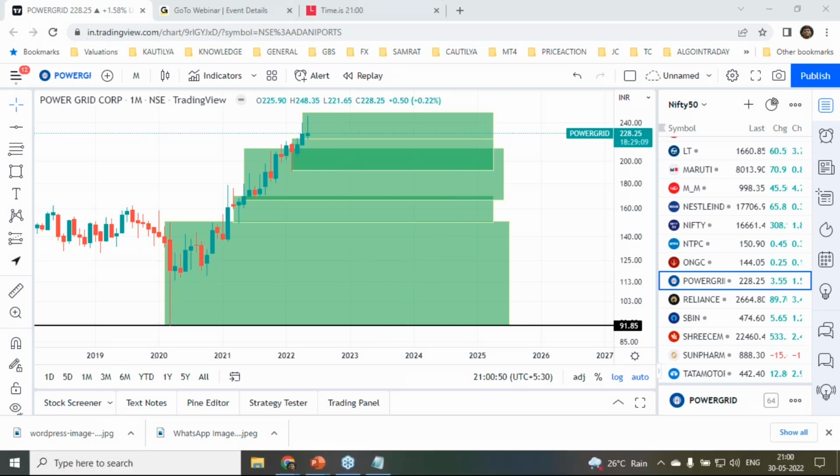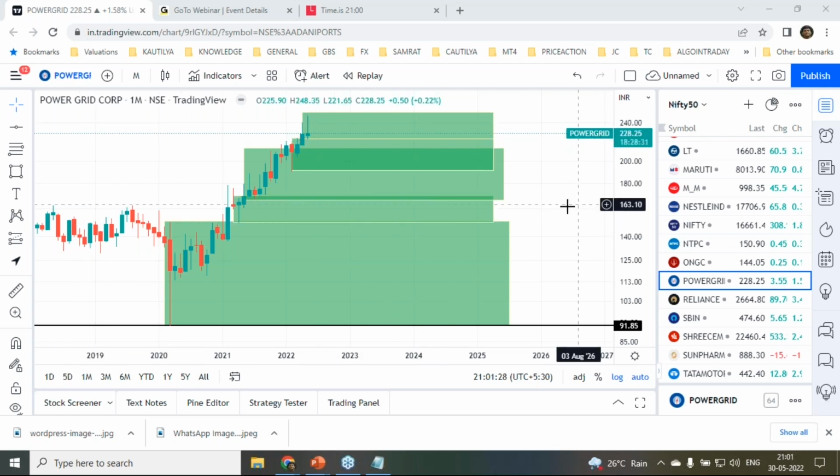See, for taking entry and all, you trade your way. If you're using RSI, you use. If you're using moving average, you use. If you're using price action, you use anything. But if you just depend on the price action of compression, you will start seeing a bigger win ratio. You will start seeing a bigger success story.